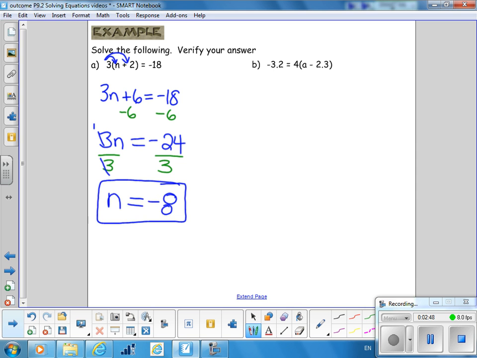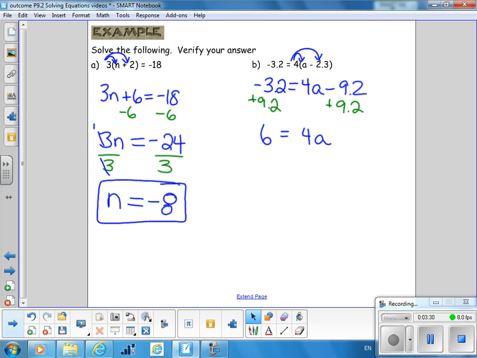So let's look at the next one. The variables are on the opposite side, not a big deal. Distribute the 4 through the bracket. We're going to get 4a minus 4 times negative 2.3 would be 9.2. So 4a subtract 9.2. So again, we're solving for a. We want to have it so that it's adding 0. So we need to remove that negative 9.2. Inverse of subtract is addition. So we're going to add 9.2. So negative 3.2 plus 9.2 will give us 6 equals 4a.